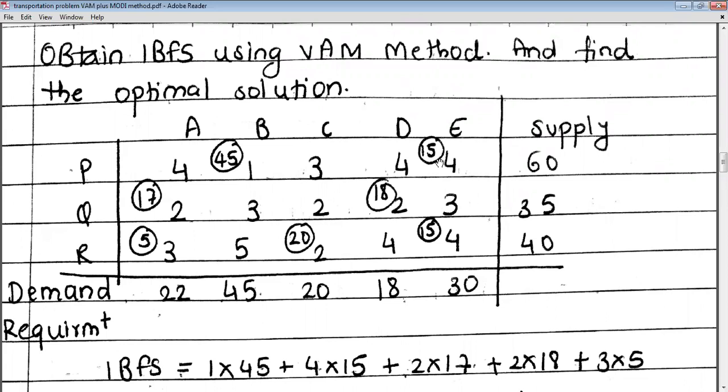In the previous part of transportation problem, we have seen how to get the IBFS using the RAM method, and now we'll be finding out the optimal solution using the Modi method. If you remember, this is the same problem which I covered in part 1.